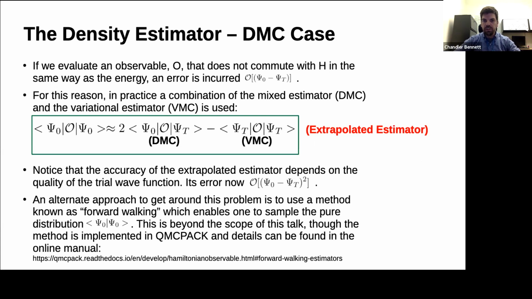So in addition to this extrapolated estimator, however, we also have an alternate approach. And this gets around the problem of using the wrong distribution, essentially. And this is known as forward walking. It enables one to sample the pure distribution psi of 0. This is beyond the scope of this talk, though the method is implemented in QMCPACK, and the details can be found in the online manual.